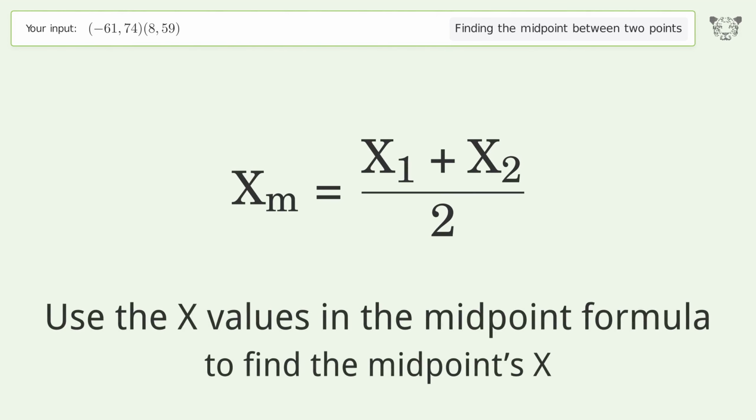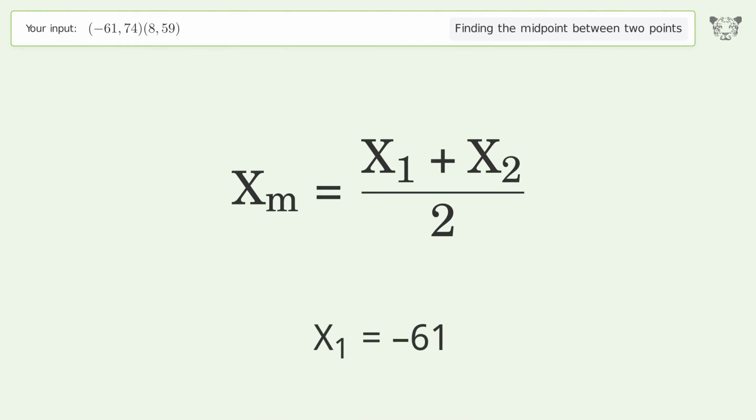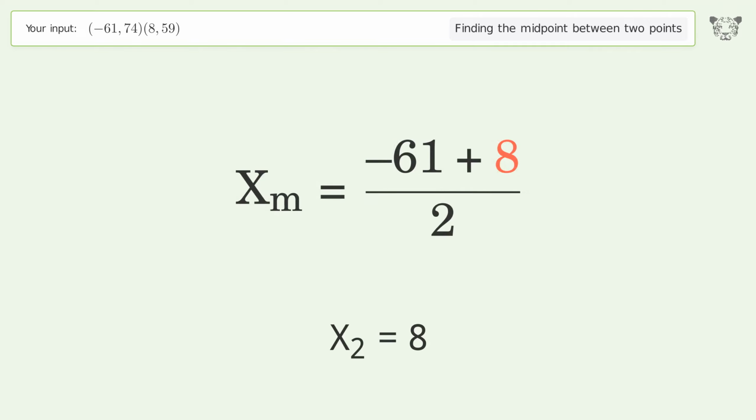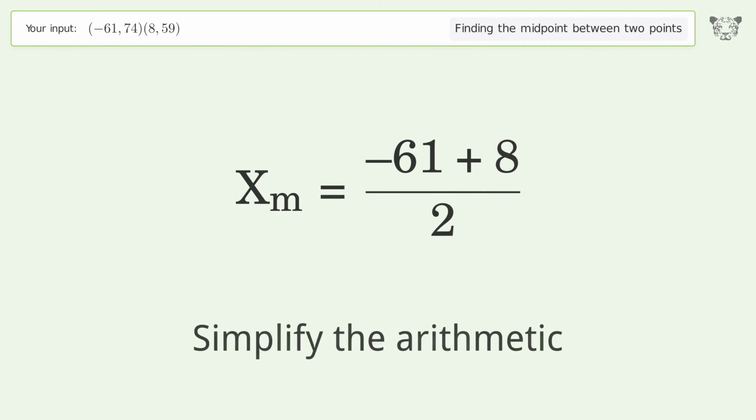Use the x values in the midpoint formula to find the midpoint's x. x1 equals negative 61. x2 equals 8. Simplify the arithmetic.